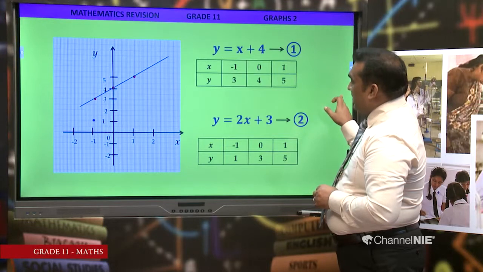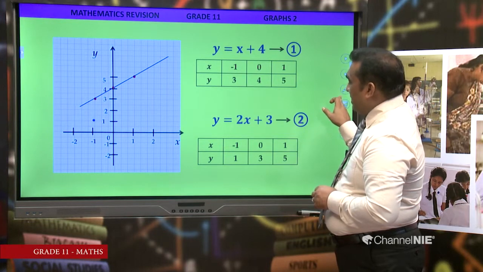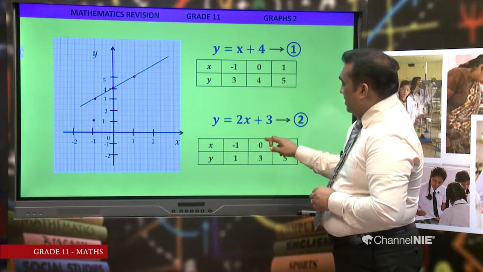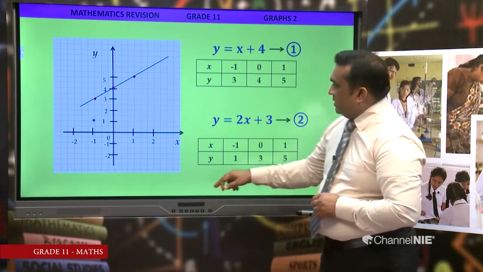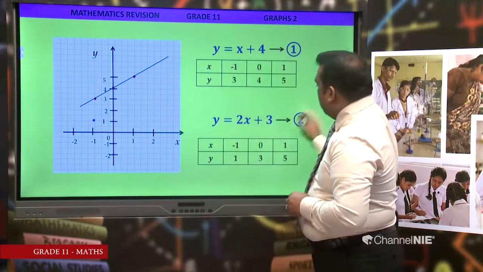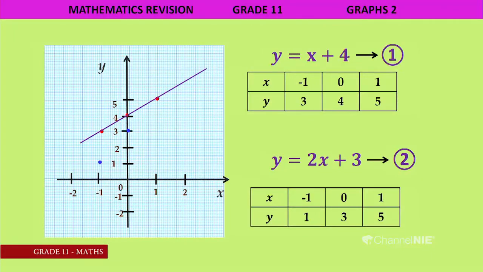Now you can mark points like this: minus 1, 1. Then 0, 3, and then 1, 5. You can see the common point for the two straight lines. Then you have to find out that common point.